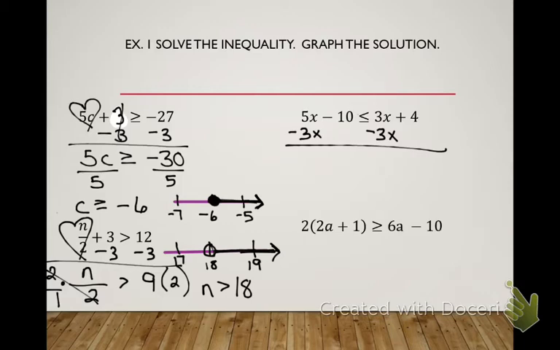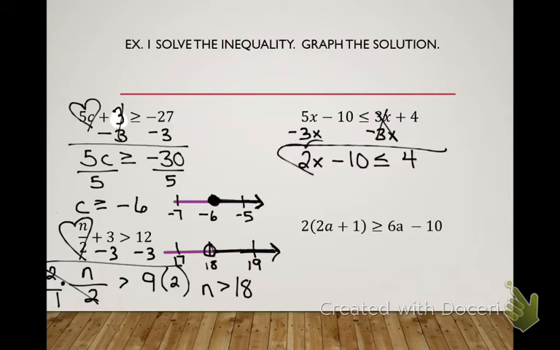All right, so 5x minus 3x is what? 2x minus 10 is less than or equal to 4. All right, y'all think you can take it from here? Get to your answer? Okay, give you a minute to finish your answer and graph your solution. Where's the heart go? Around the 2x.